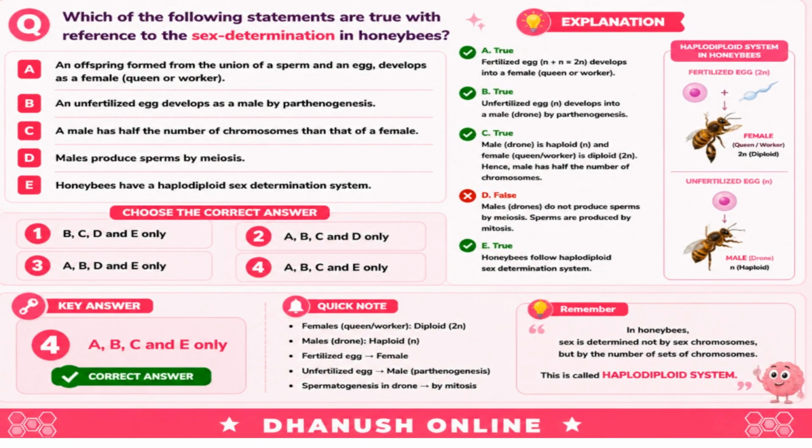In honeybees, an offspring from a fertilized egg is a female. An unfertilized egg develops as a male by parthenogenesis. Males have half the number of chromosomes and produce sperm by mitosis. Honeybees use the haplodiploid sex determination system. All statements except D are true, making A, B, C, and E the correct answer.